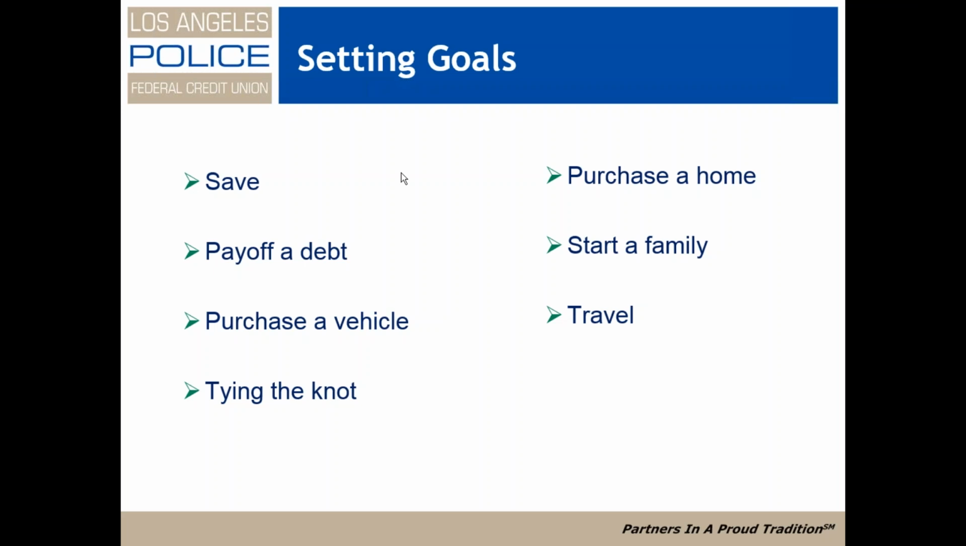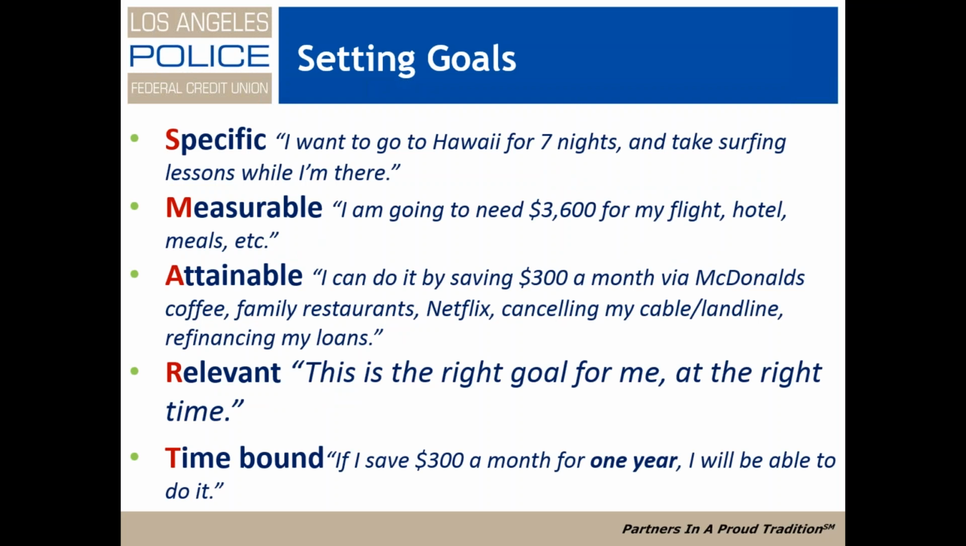And some of the things I have here on your screen, as you see, it's save, pay off a debt, purchase a vehicle, tying the knot. There's different things that everyone is looking to do when they're trying to figure out what type of goal they want. But all of our goals have something in common, or they should. And what I mean by that is that your goal should be SMART.